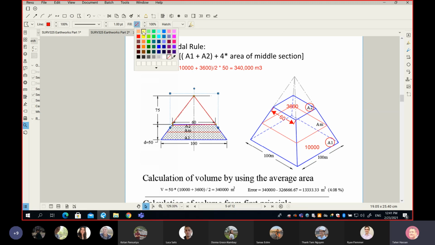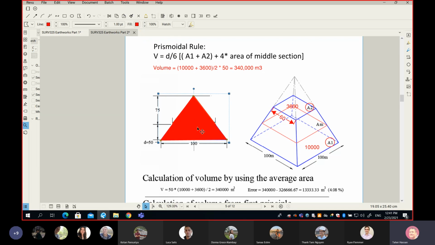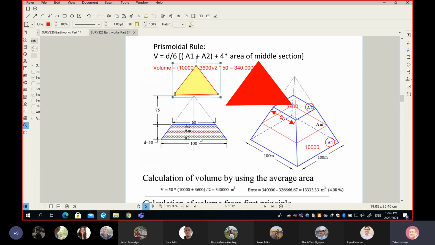And I will give it color yellow. And then I will draw also the big pyramid from here to there, to there, to there. And I will give it color, let's say red. I'm asking you, would you agree that the remaining volume will be the volume of the red minus the volume of the yellow?